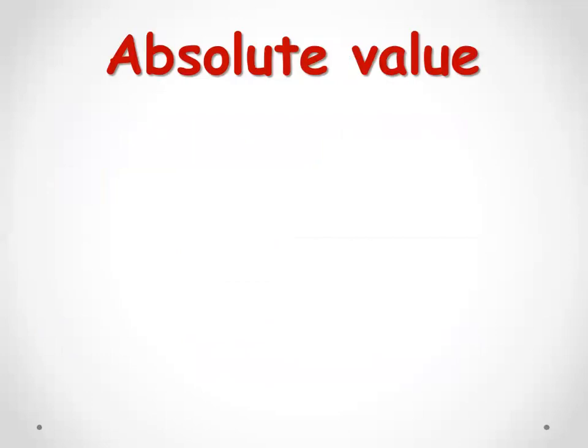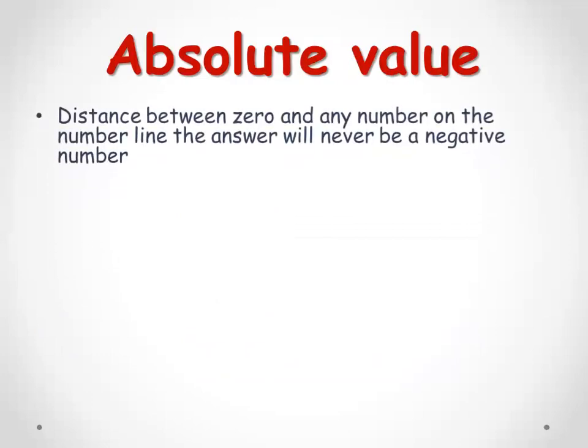Second, absolute value. Absolute value means the distance between 0 and any number on the number line. And the answer will never be a negative number. Because of course, if I'm asking for the distance, means I'm asking for the steps you're going to move. Can you tell me that you have negative steps? No, of course you can't. So the distance between the number and 0 is going to be a positive number.